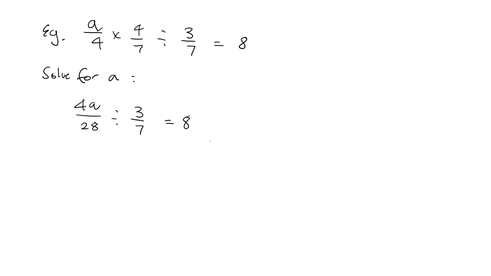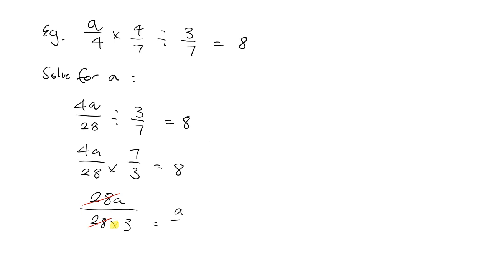We times 4a over 28 by the reciprocal of 3 over 7. So 4a over 28 times 7 over 3 equals 8. Times it, 28a. Now watch here. So it's 4a times 7 is 28. In the denominator we have 28 times 3. So since this is a multiplication, we can cancel the 28s out. So we can cancel this 28 and this 28, and we're left with a over 3 equals 8.